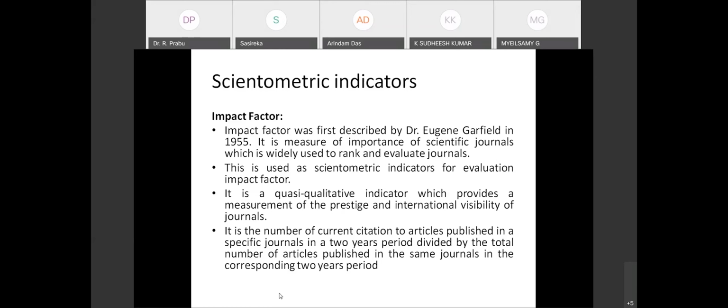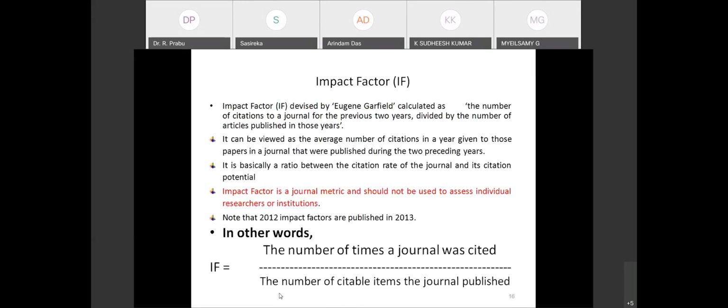It is the number of current citations to articles published in a specific journal in a 2 year period, divided by the total number of articles published in the same journal in the corresponding 2 year period. So it will be calculated once in 2 years based on the citations and the number of articles published in a journal. That we'll see later. This is the further explanation I have given here.